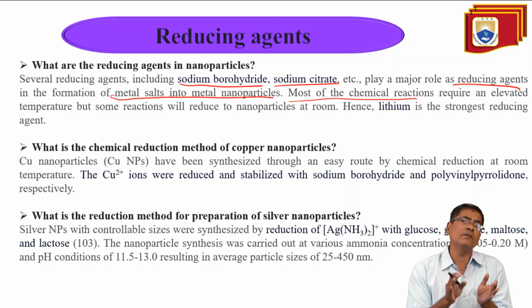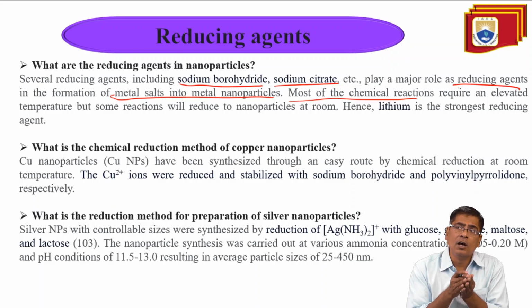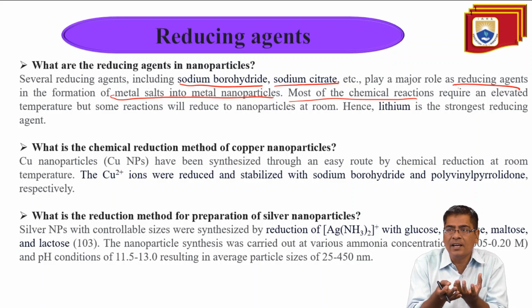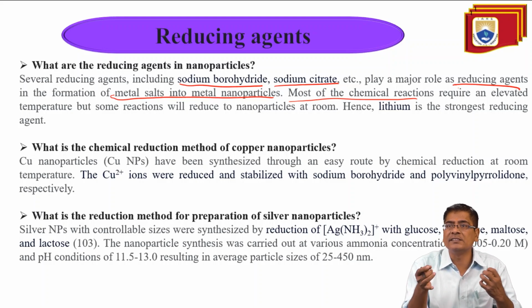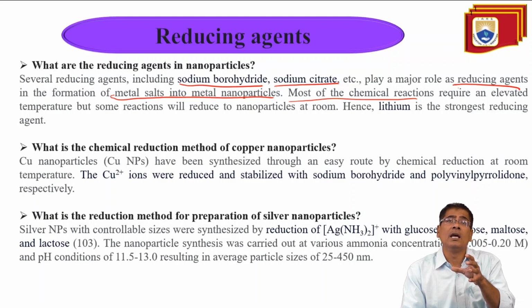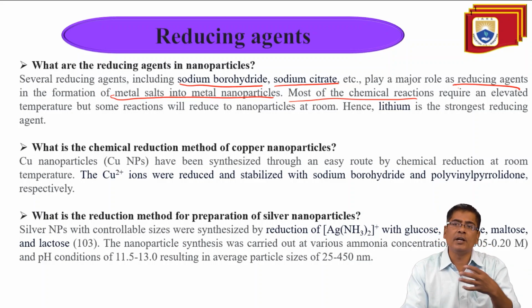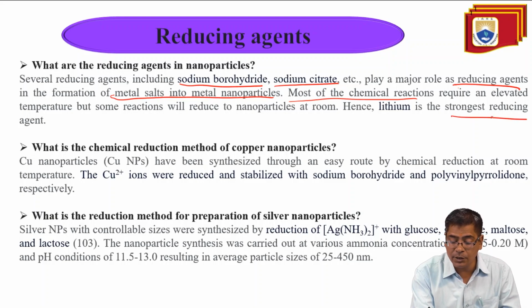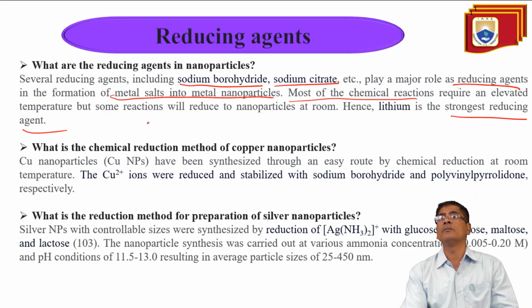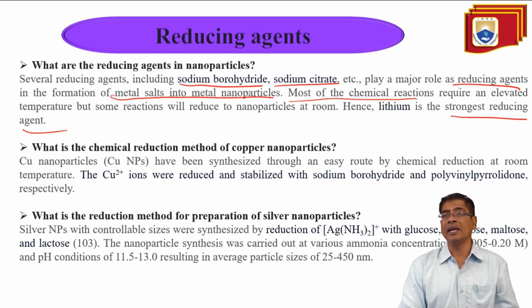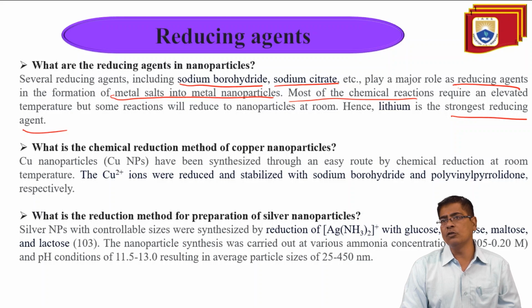That means the separation of nanoparticles from the solution using reducing agents will require some elevated temperatures. At the same time, nanoparticles can also be fabricated at room temperature using the solution phase reduction method. Hence, lithium is the strongest reducing agent. Out of these, lithium is a metal used as the strongest reducing agent. Several reducing agents, including sodium borohydride and sodium citrate, play a major role as reducing agents.